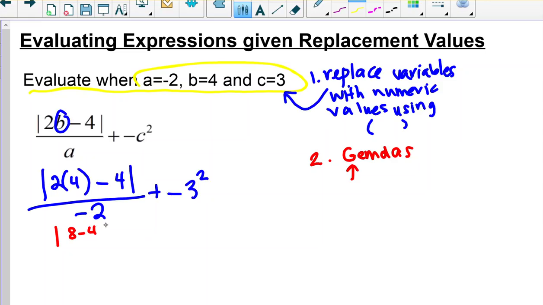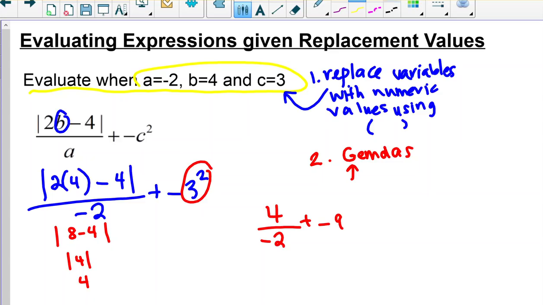And again, I want to make sure when I'm writing my absolute value bars, it's pretty clear that it's not a number in front. Okay. And I know that 8 minus 4 is 4. So the absolute value of 4 is +4. So I'm going to do this off to the side. So that left me with a 4 in the numerator. Okay, I have a -2 down here, so I'm just going to bring that down. And I'm adding, okay, negative c squared. So c squared is 3 times 3, which is 9.